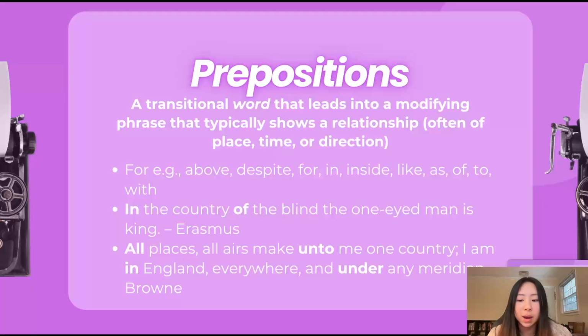In our second example, we have, "All places, all airs make unto me one country. I'm in England, everywhere, and under any meridian." So in that sentence, all, unto, in, and under are the prepositions.